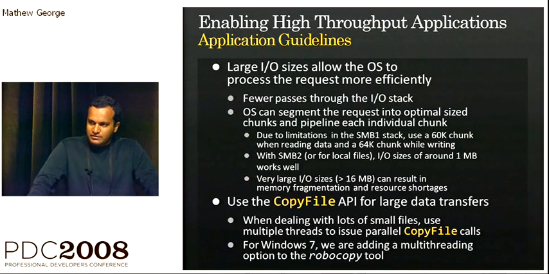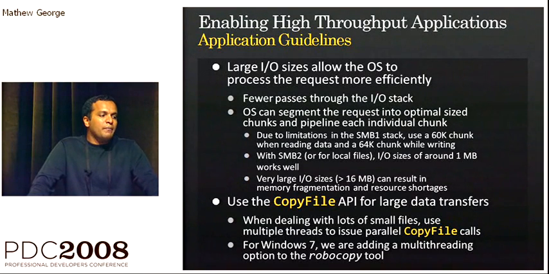And don't go too large because there are resource constraints. If you do an I/O with a really large buffer, the system actually has to lock down those pages and map them to kernel space. So you can run out of resources pretty fast if you do very large I/O. So more than 16 megs, not recommended.